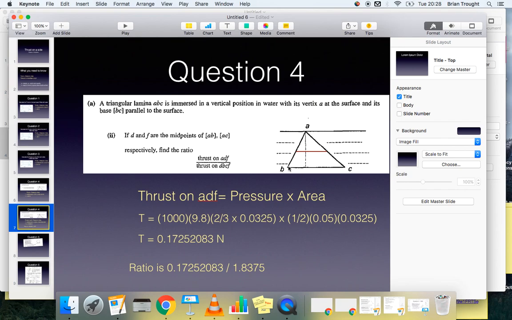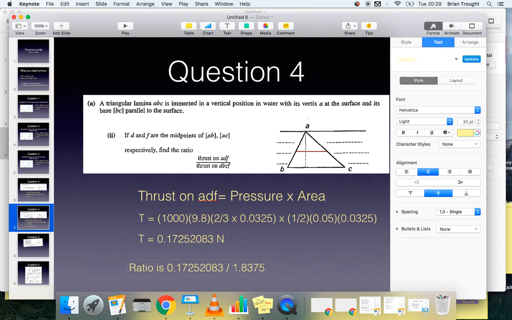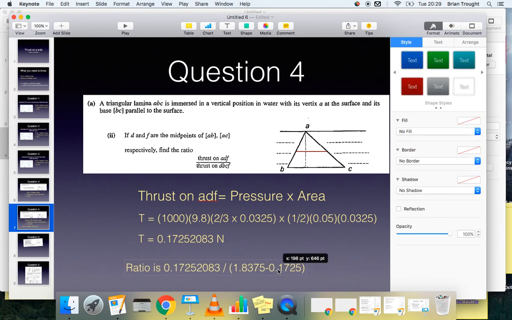And to get the thrust on that section, we're going to take the thrust on all of it, and we're going to subtract off the thrust on the top section there. So actually, underneath the line, we change that, we should have minus 0.1725. Again, this value and that value are technically incorrect because that's not half of 0.75. And you just work out the ratio and it'll work out for you.